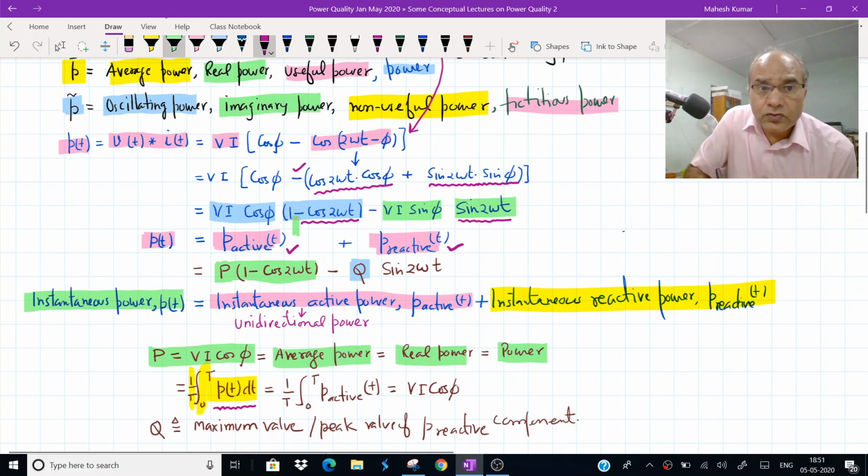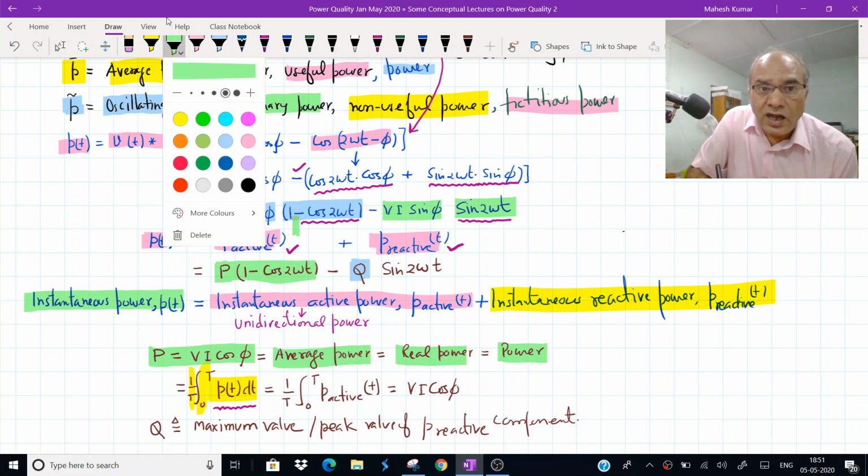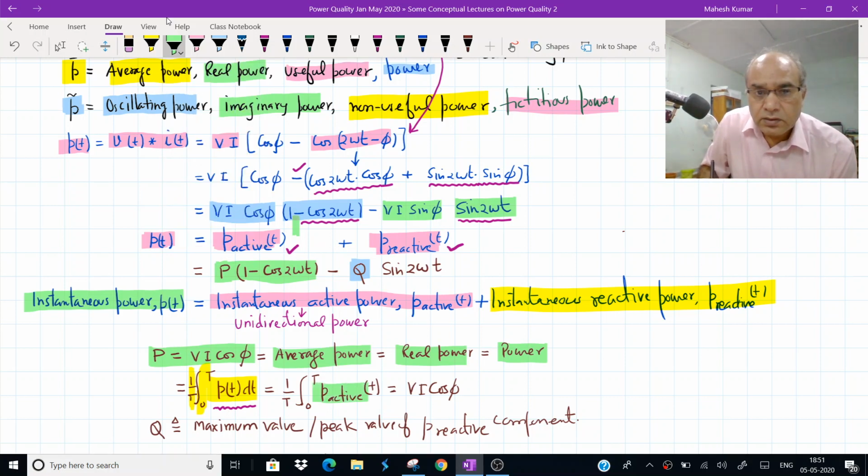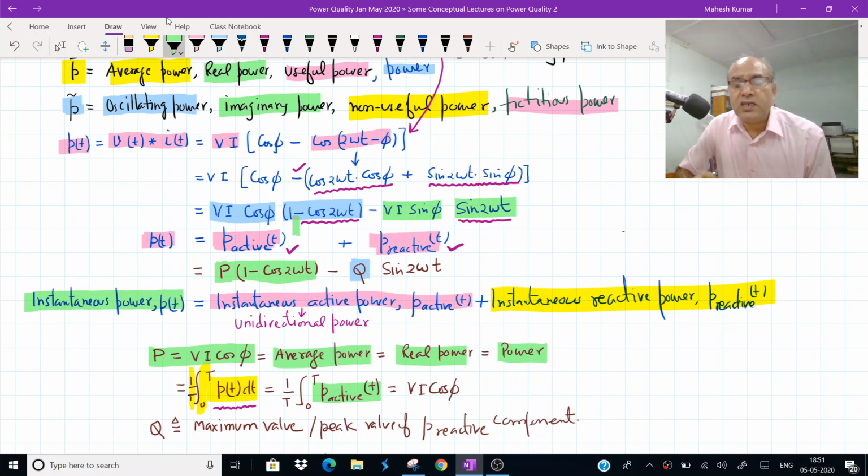This is also equal to the average of P active, because P active is VI cos phi times 1 minus cos 2 omega t. The average value of 1 minus cos 2 omega t is 1. Okay, and hence the average value of P active is the same as the average value of the instantaneous power, which is equal to VI cos phi.